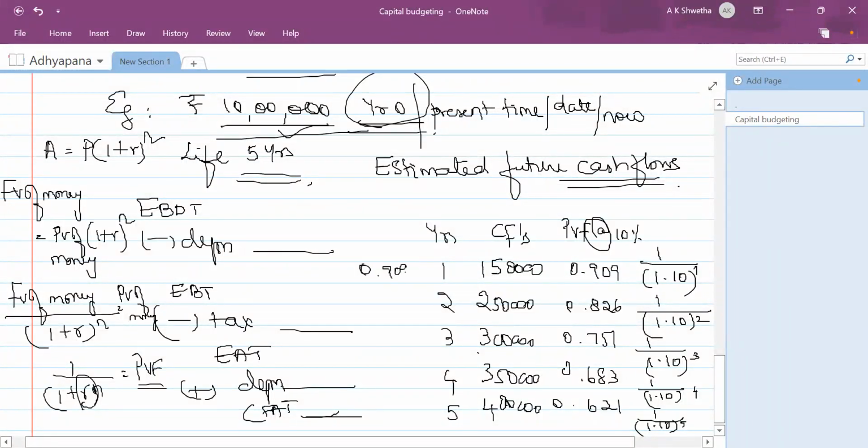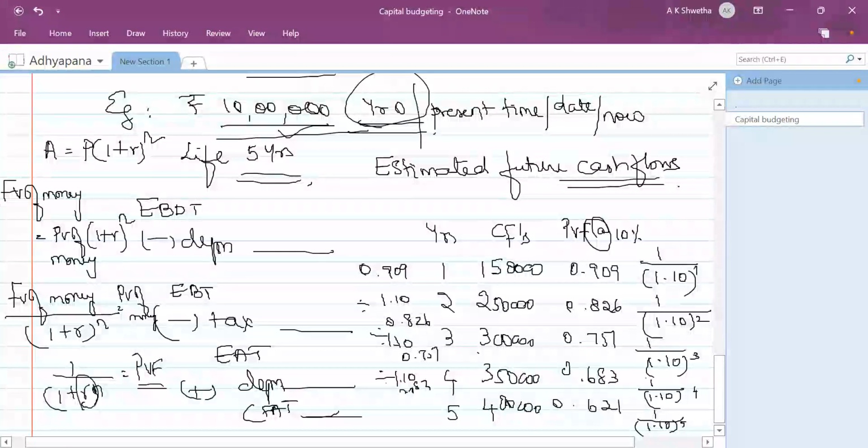you get 0.909 in year 1. Then for year 2, again divide by 1.1, you will get 0.826. For year 3, again divide the resultant number by 1.1. The resultant number was 0.826. Again divide by 1.1, you will be getting 0.751. Again divide by 1.1, you will be getting 0.683 and so on.